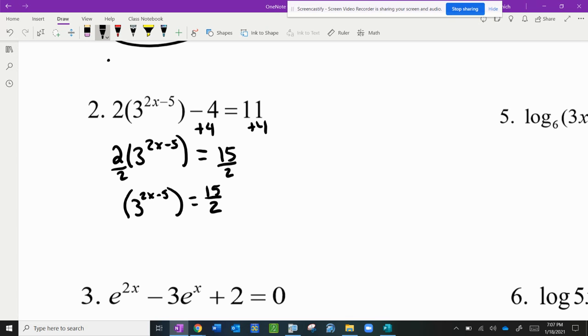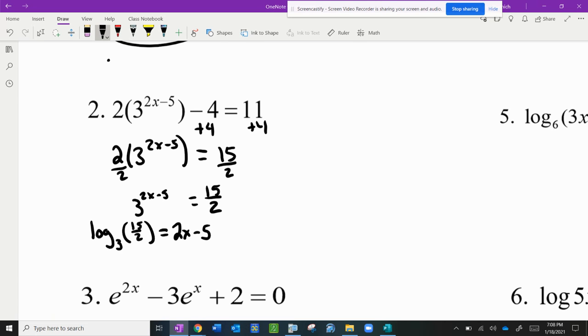Okay, so now I'm all isolated. I don't even need these parentheses anymore because I have isolated it all by itself. And now I'm ready to write the log. So this time I have a log base 3, and the output of the exponential is 15 halves, and that's going to equal the input of the exponential, which is the output of my log. And now all I just need to do is isolate the variable by itself.